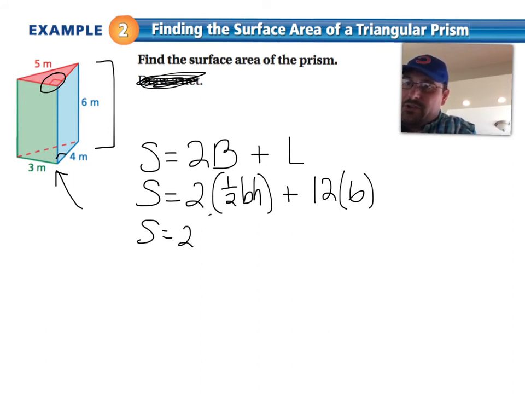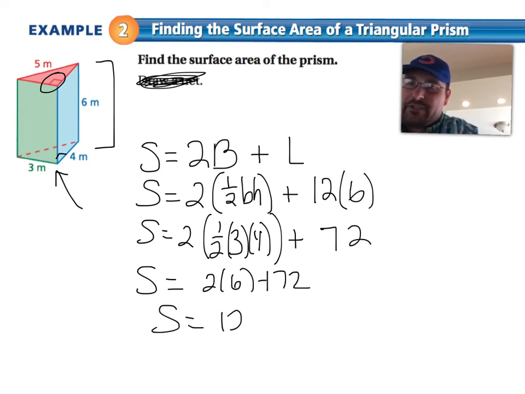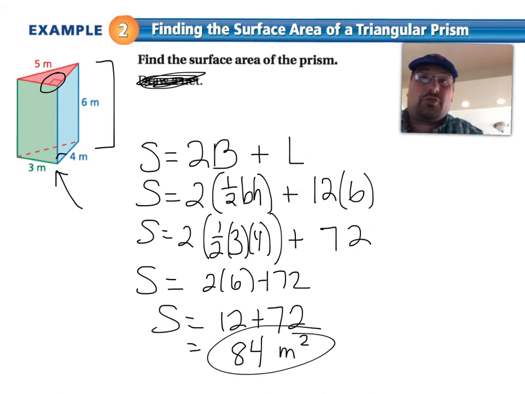So that equals 2 times 1/2 of 3 times 4, because that's the area of the base, plus 72. Now we just simplify. 1/2 of 12 is 6. 2 times 6 plus 72. The surface area is 12 plus 72, which would give us 84 square meters. So 84 square meters would be the surface area of this triangular prism.